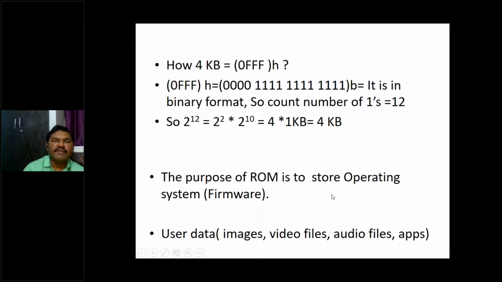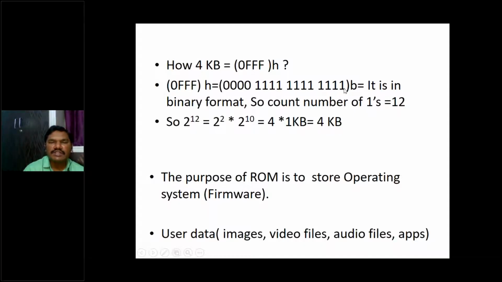Because every day we come across KB, GB, MB and so on. So how do we calculate KB, GB and MB based upon the number of bits? You see here, how is 4 KB equal to 0FFFH? Each hex digit is 4 bits. So 0 is 4 zeros, F is 4 ones, because F is equal to 15. So it is 1111 1111 1111.